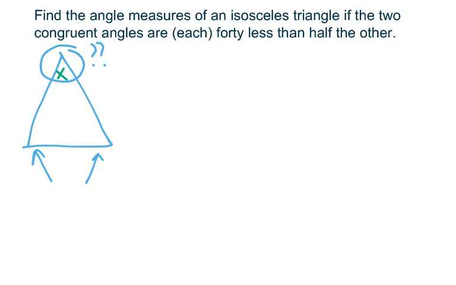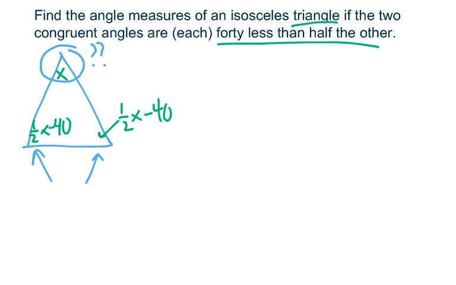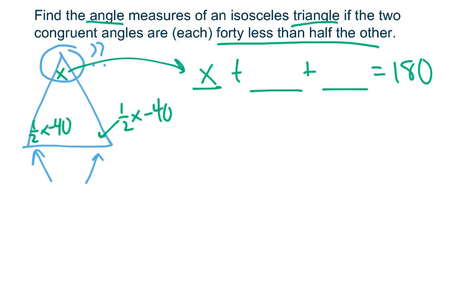Now I need to write an expression for 40 less than half the other. That's going to give me 1/2 X minus 40 and 1/2 X minus 40. Now I have a triangle problem and angle measures. So that means I'm going to have to set up 3 placeholders and set it equal to 180. I'll put X right there, and then I have to write 1/2 X plus, oh no, minus 40, not plus. Oops, excuse me. Let me erase that. Okay, minus 40, 1/2 X minus 40.